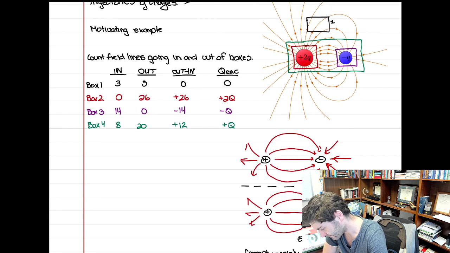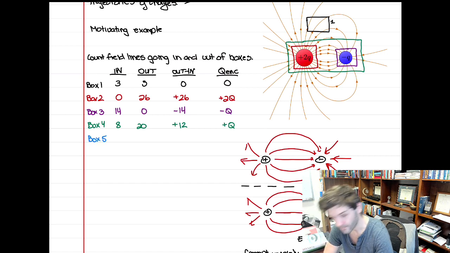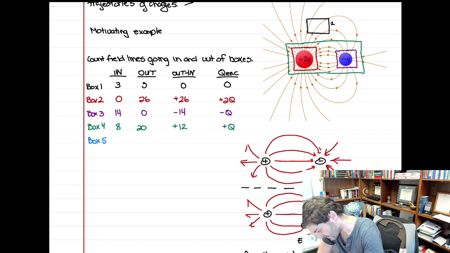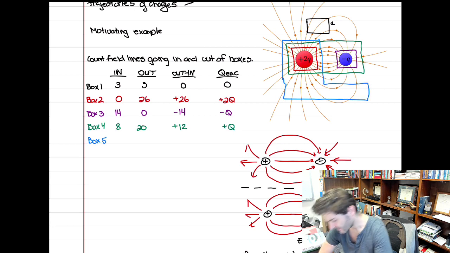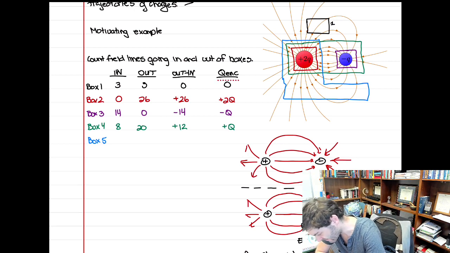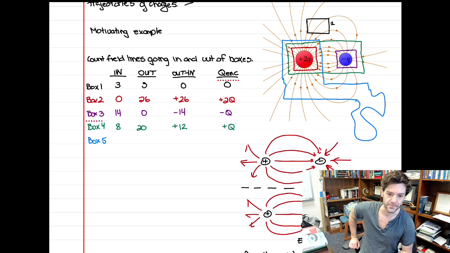Final example. What if I had some sort of crazy box? So box 5, and maybe box 5 is going to be also around this 2Q, but that's also going to do kind of this weird thing here where it's going to go over here, and that's going to be my box. And it doesn't even have to be a box. Like maybe this corner kind of does that, right? But it's some closed surface.